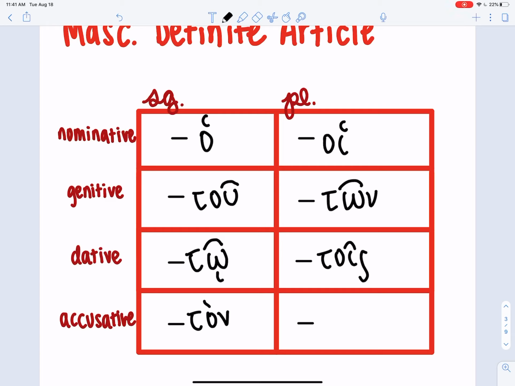So we know that the tou here has got to have the circumflex, the tōn here has got to have the circumflex, tō and toîs, same thing. It's just the easiest way, I think, to remember that the circumflexes, when you're looking at your articles, are going to go on the genitive and dative.